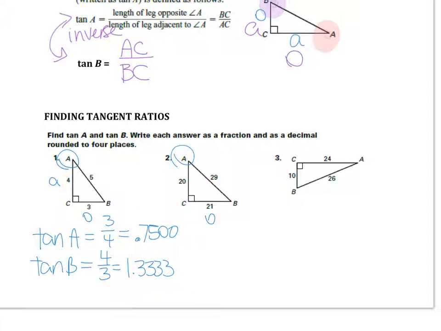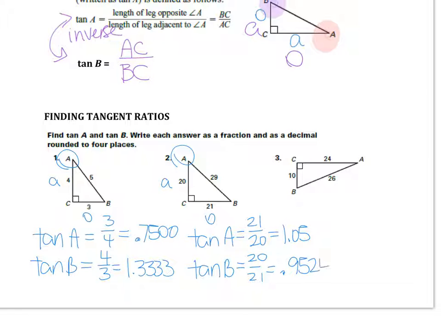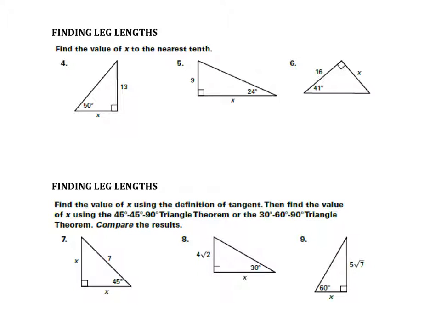So the tangent of A, opposite over adjacent, and the tangent of B would be the inverse. Okay, so we're just going to set this one there. We can use this to find some missing side lengths.